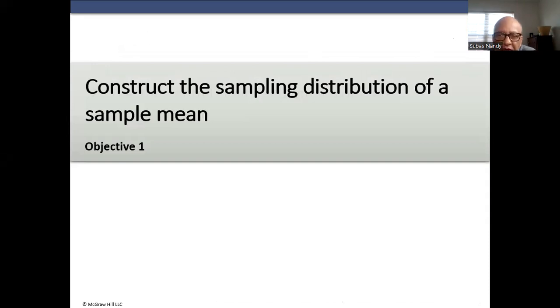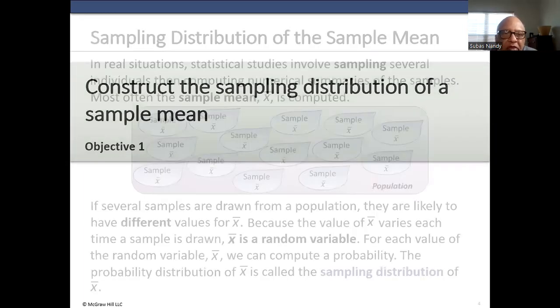I'll give you a brief background to this. Previously we were plotting X, the random variable, such as a person's score or a person's height, on the horizontal axis. And on the vertical axis, we have the relative frequency or probability. Here, in this section of chapter 6, we are dealing with the sample mean, X bar, on the horizontal axis and relative frequency or probability on the vertical axis. Because we are dealing with the sample mean, or X bar, that probability distribution is called the sampling distribution of the sample mean.